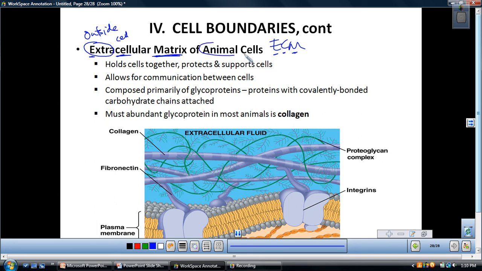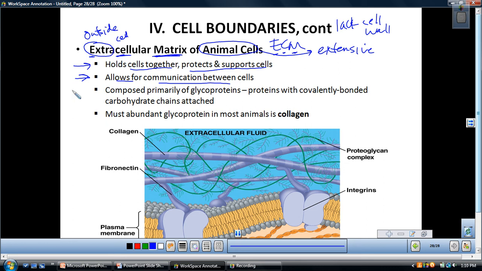And in animal cells, it is quite extensive. Mainly because we lack a cell wall, we're going to need this extracellular matrix, because look at the function in the first bullet. It holds cells together, protects and supports the cells on the outside. Because we lack a cell wall, animals, that's you and me and every other animal in Kingdom Animalia, are going to need a very complex extracellular matrix that will hold the cell together, protect the cell, but also, in the second bullet, allows for communication between cells so that one cell can communicate with the next.